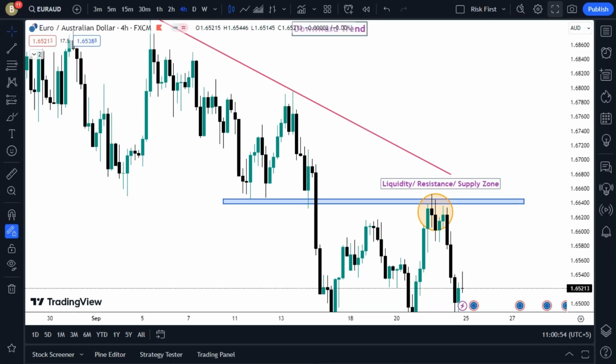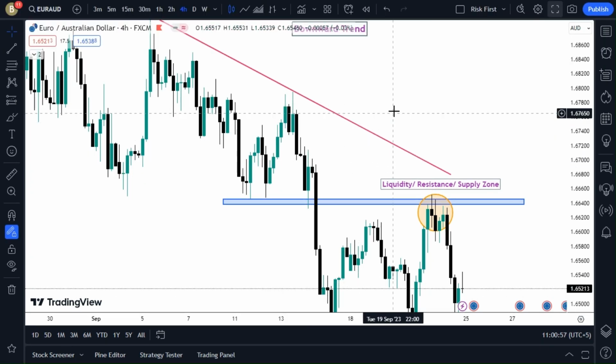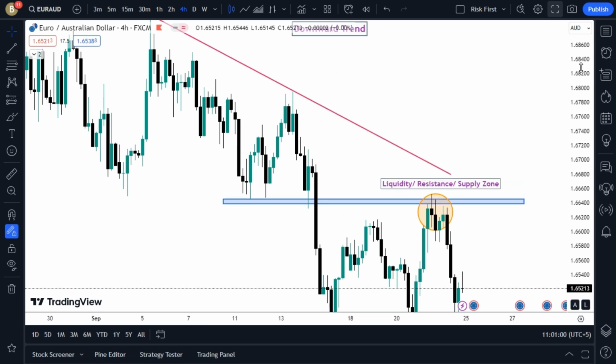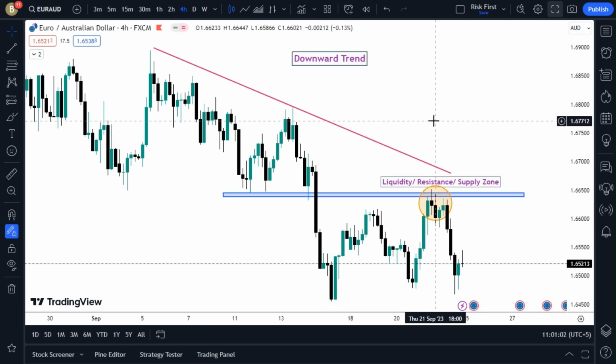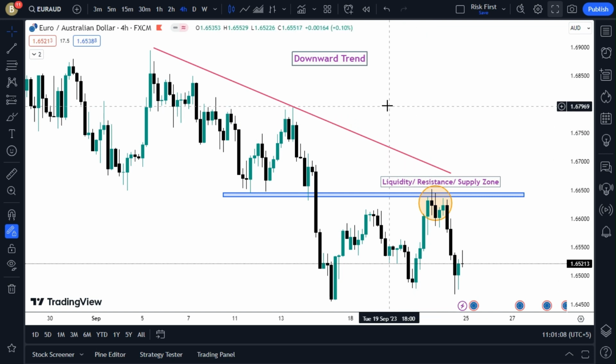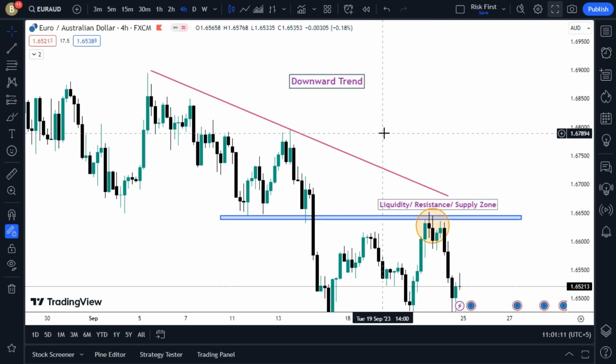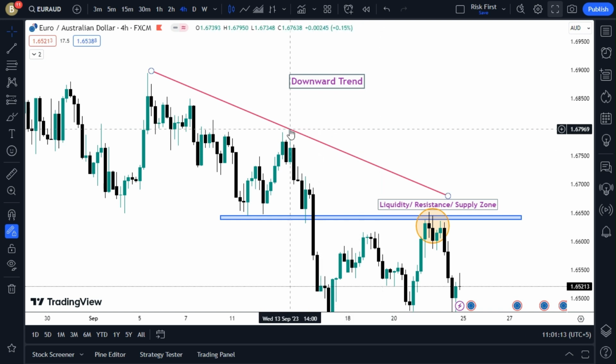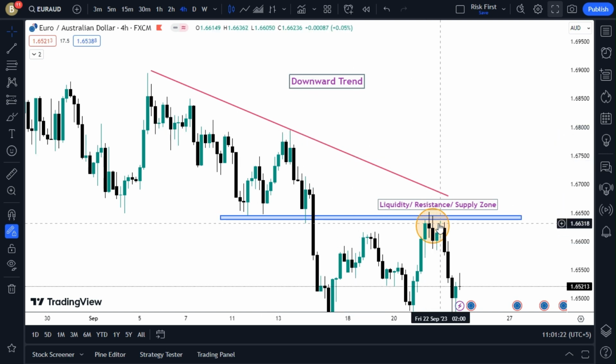A brief analysis of Euro Aussie dollar. I will simply reflect upon the idea of selling the supply zone or selling the resistance. Now, we can see that this is a downward trend. Everyone can see. So here we will only short the resistance zone or supply zone.